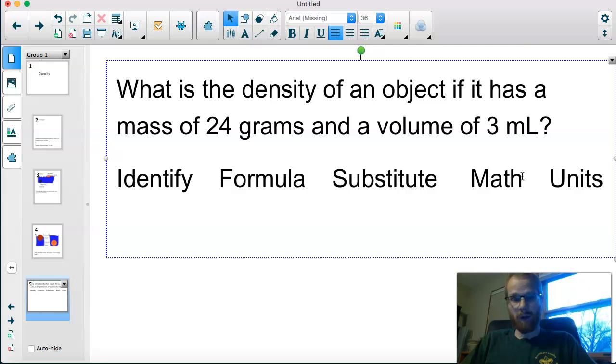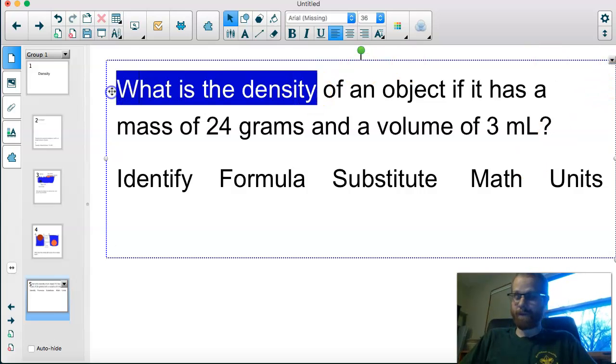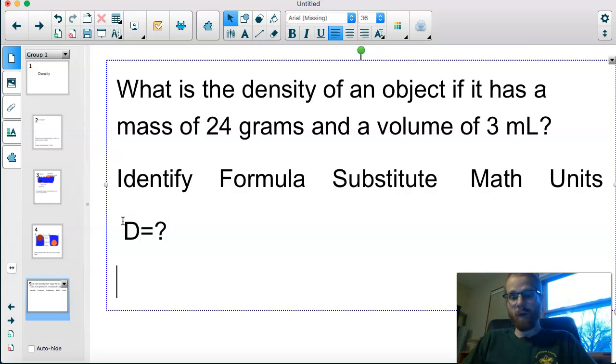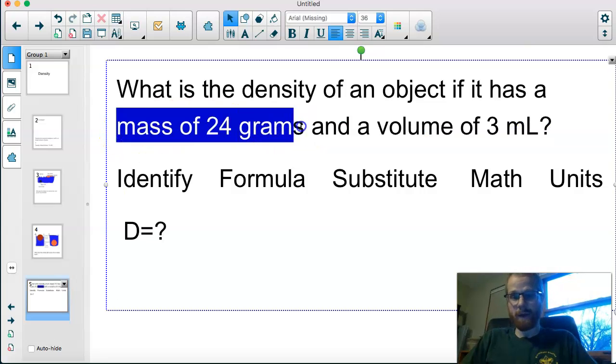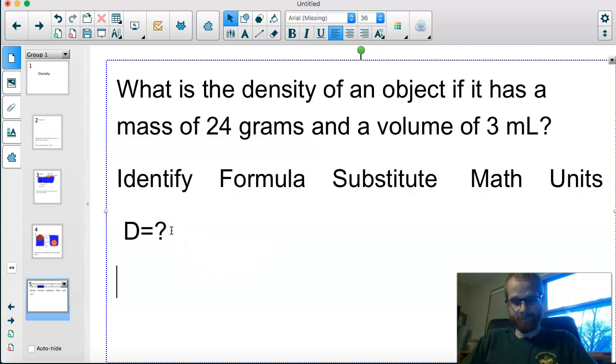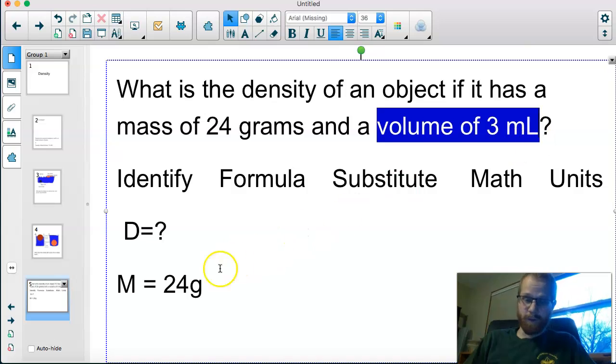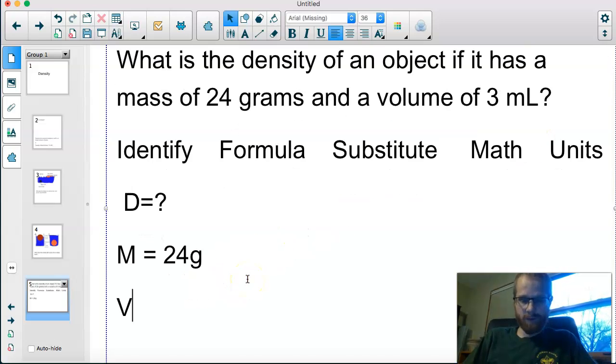So let's talk about how we do this. The first step involves identifying what we know and what we don't know. We don't know the density. So right now density is a little bit of a question mark. But we do know the mass. It tells us the mass is 24 grams in our problem. Do we know the volume? If so, what is it? Good. It also tells us the volume. The volume is 3 milliliters.